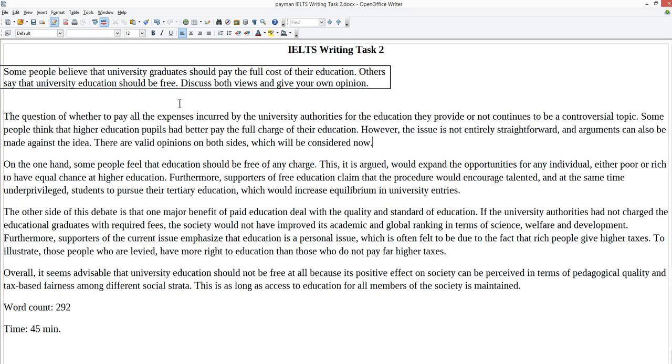pay or not. Higher education pupils, so university graduates, should pay. However, the issue is not entirely straightforward, and arguments can be made against the idea. There are valid opinions on both sides. So this basically says the same thing kind of twice. There's arguments can be made, there's valid opinions on both sides, but we don't know what these are. So there's not an outline, really.